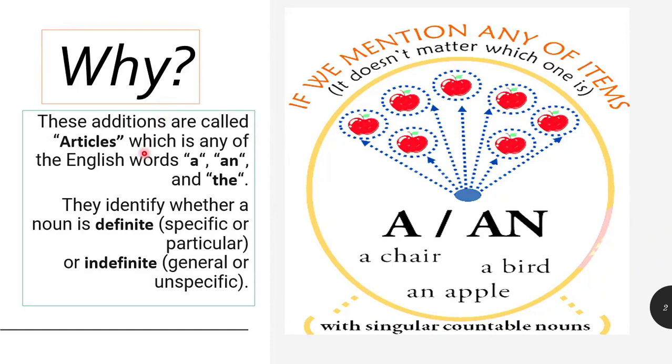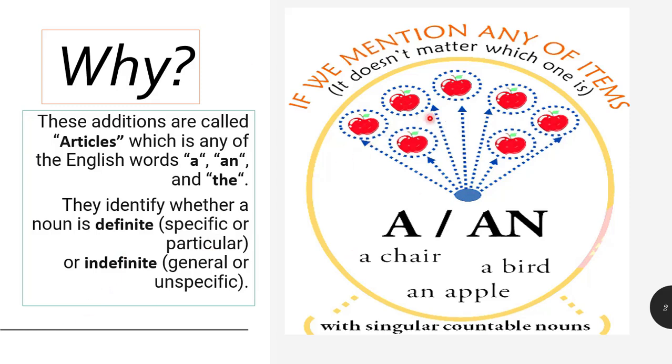These articles are a, an, and the. The focus of the articles is to identify whether the noun is definite. The meaning of definite is specific. The meaning of specific is particular. Particular means you as the listener, the one in front of the video, understand what object I'm speaking about. That is definite. Indefinite is when the object is in general. There is no specification about the object.